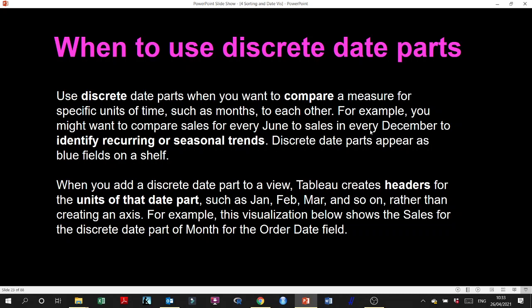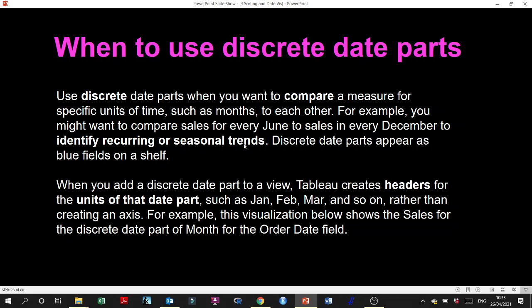And here's a very interesting example. Let's read together. For example, you might want to compare sales for every June to sales in every December. So maybe the peak month in summer is June and the peak month in winter is December, and you want to check sales in June versus sales in December over the years, to identify recurring or seasonal trends, all summers, all winters.